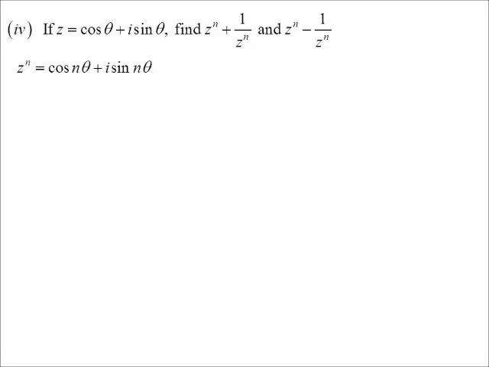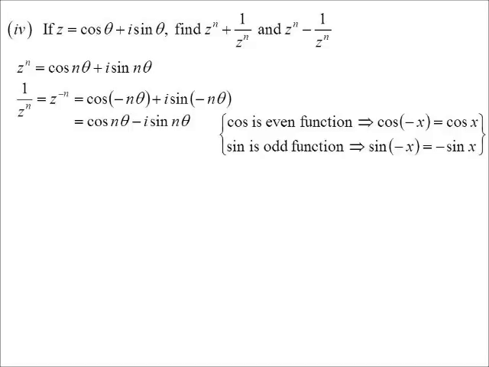Well, zⁿ, using De Moivre's theorem, will be cos nθ plus i sin nθ. 1/zⁿ, well, that's the same as z to the negative n. Again, using De Moivre's theorem, cos(−nθ) plus i sin(−nθ). Now I'm going to use the odd and even function idea. Cos is, as you said, even, so cos(−nθ) will become cos nθ. Sine is an odd function, so it will become minus sin nθ. So 1/zⁿ is cos nθ minus i sin nθ.